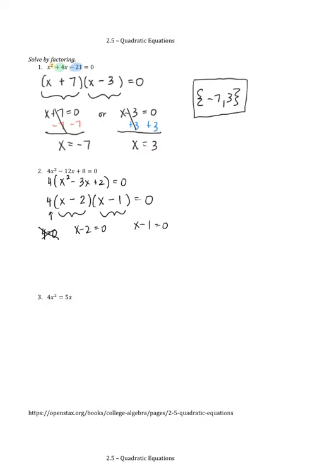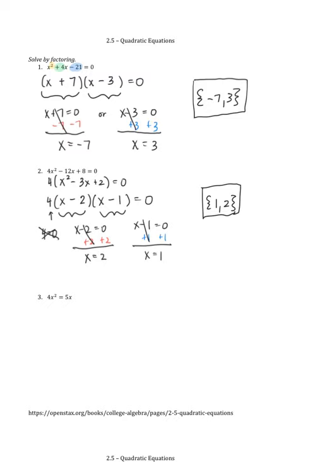So I'm going to end up with two answers. So the first answer is going to be a positive 2, so x equals 2. And the second answer is going to be a 1. Okay, I had an exponent of 2, so I should expect 2 or fewer answers. So my two solutions are 1 and 2.